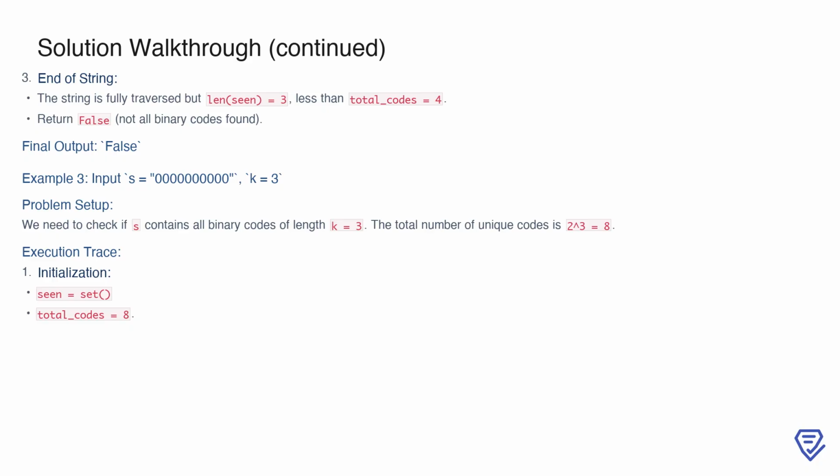Moving on to a new example, we are given the input s equals 00000000000 and k equals 3. Here, the total number of unique binary codes of size 3 is 2^3 equals 8. To solve this, we initialize an empty set seen to track the unique substrings of length 3, and we set total_codes to 8. This setup allows us to begin iterating through the string and checking for all possible binary codes of size 3.